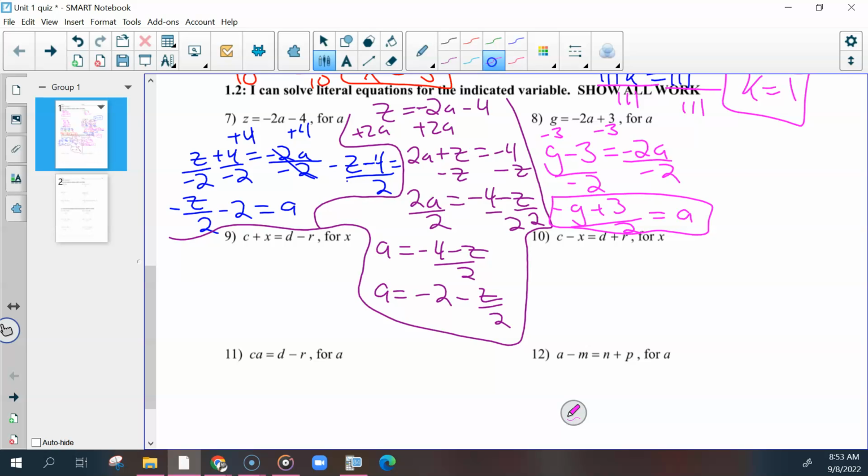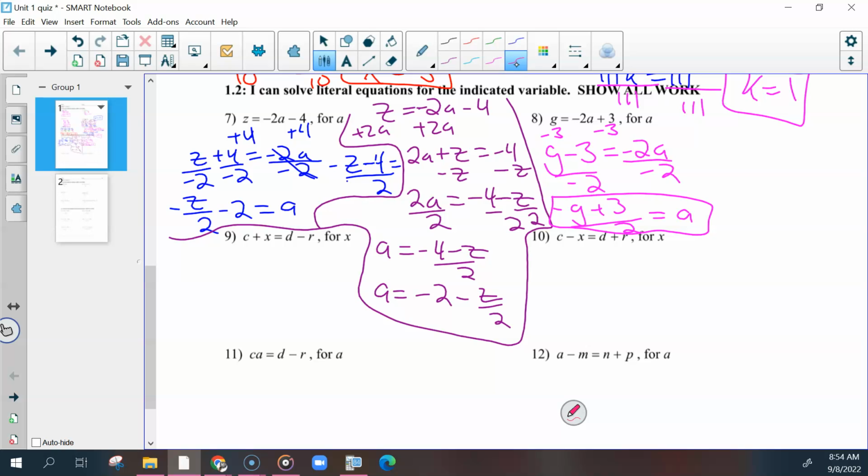Some of you did divide it separately, which was fine. If you kept this as negative g over 2 and 3 over 2 or 1.5, if you just did negative g plus 1.5, the g is not dividing. So be careful there. Okay.